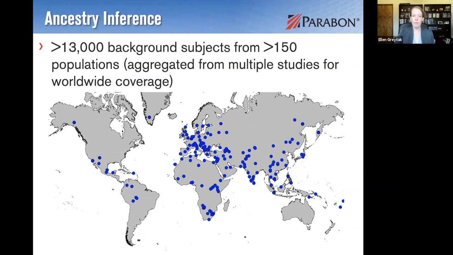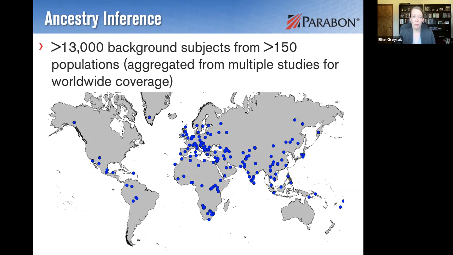And so the way we do that is by collecting a lot of people. At this point, I think I'm almost up to 14,000 people from all around the world. So these are from population genetic studies. They've been collected because their DNA represents the area that they're from.